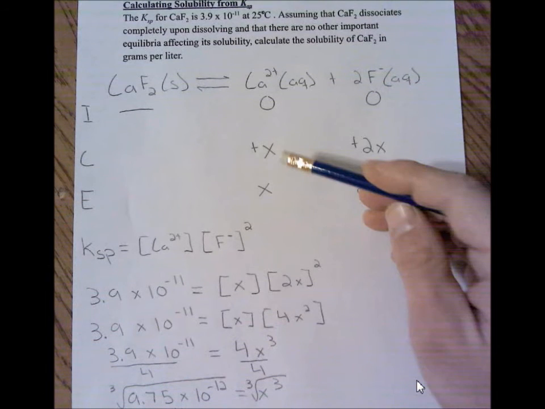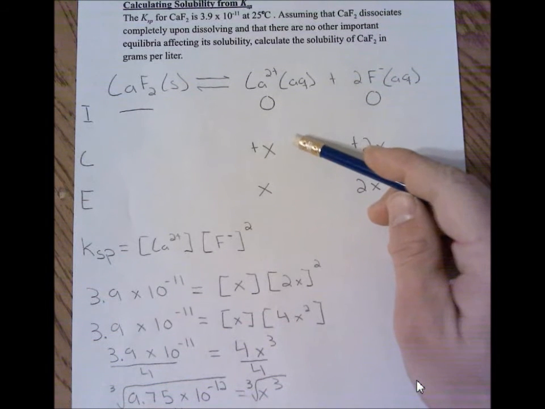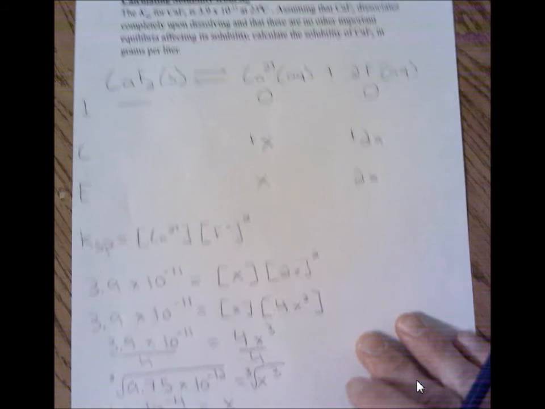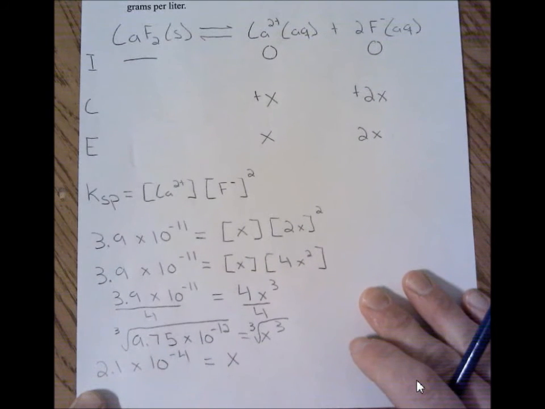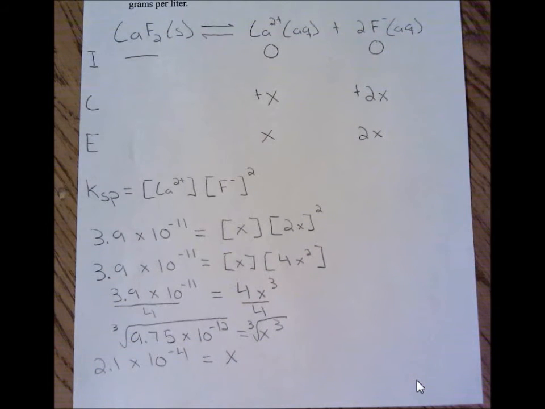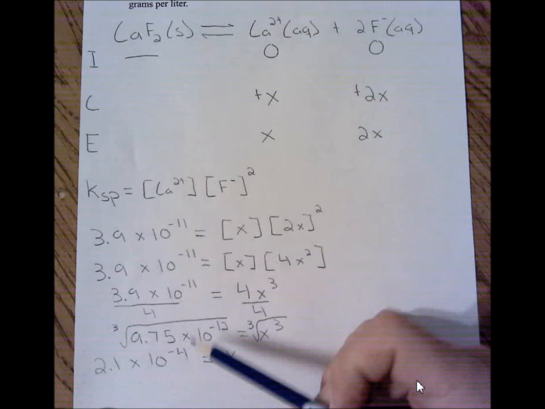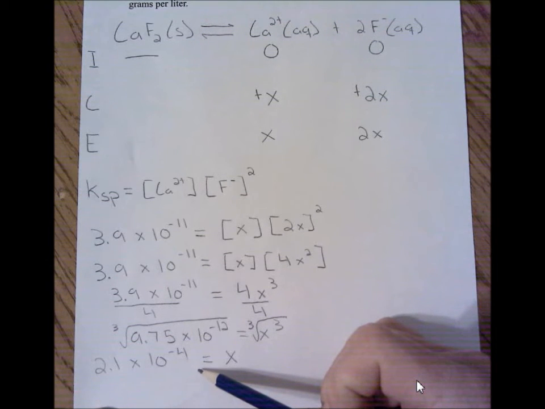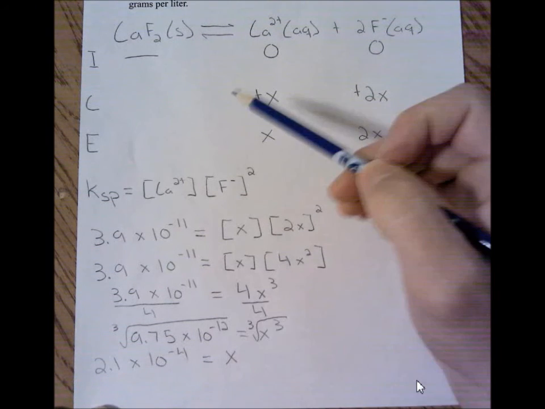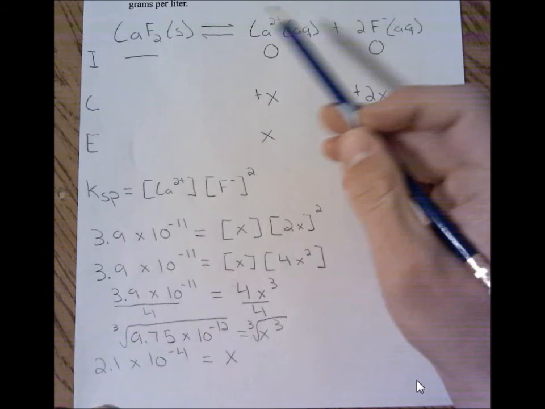So what I am going to do is grab another sheet of paper, and we're going to talk about what x actually is, and we are going to be able to do some calculations. All right, so it's important to listen to this. We found x to be 2.1 times 10 to the negative 4th, and that is calcium 2+ ions. That's what x means at equilibrium.